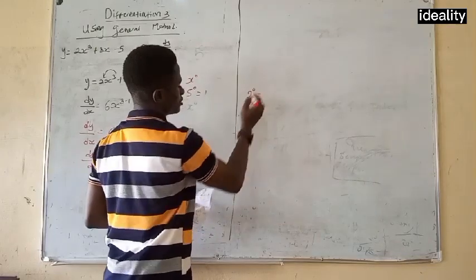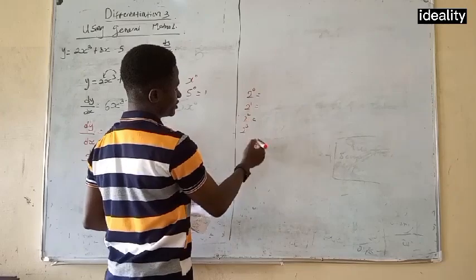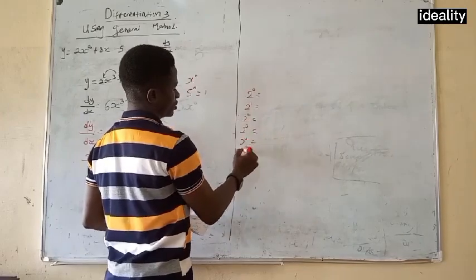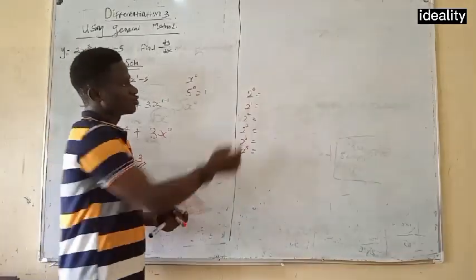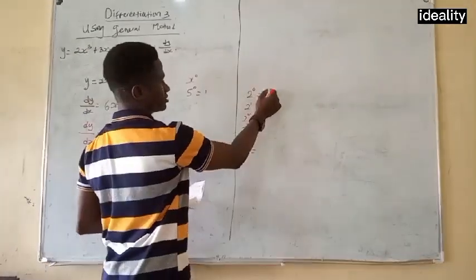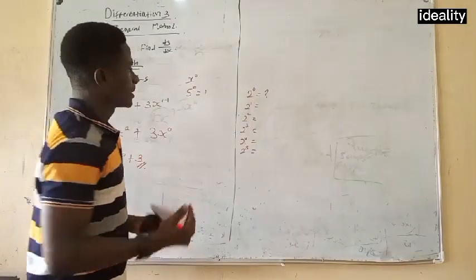2 raised to the power 0, 2 raised to the power 1, 2 raised to the power 2, 2 raised to the power 3, 2 raised to the power 4, then 2 raised to the power 5. Now, we want to know why 2 raised to the power 0 is 1. Why is it always 1? Any number raised to the power 0, why is it always 1?